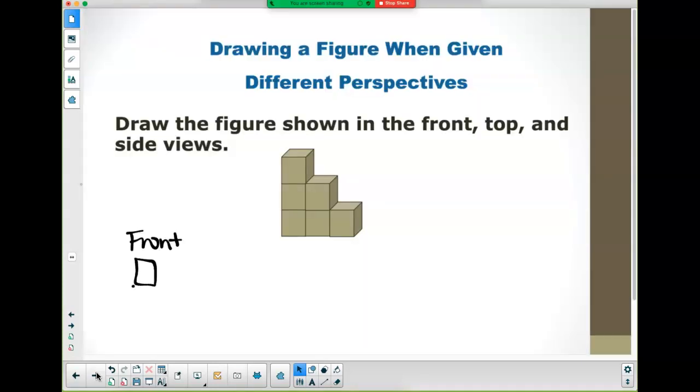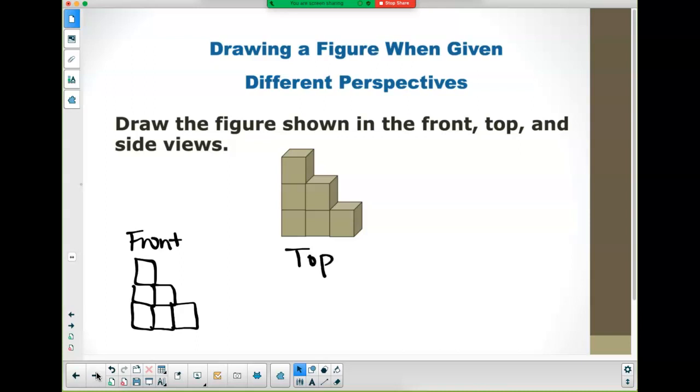It would be 3 blocks here, 2 blocks here, and then 1. That's the front view. So looking at it straight on would look like that. Everybody agree? Okay, then we've got the top view.